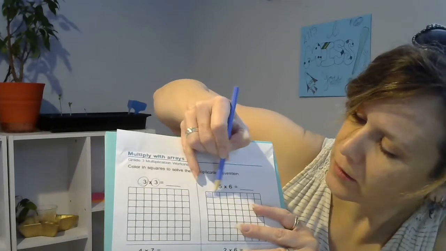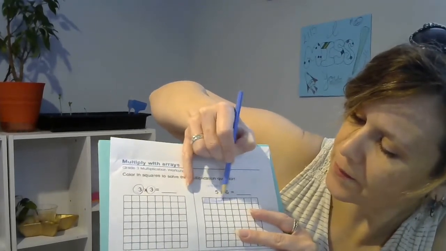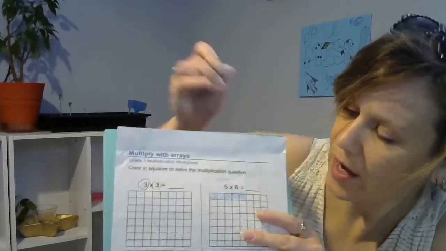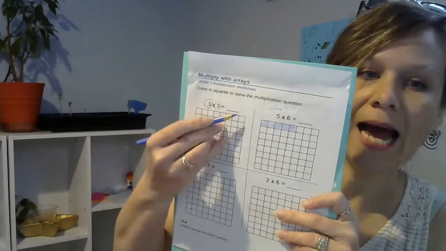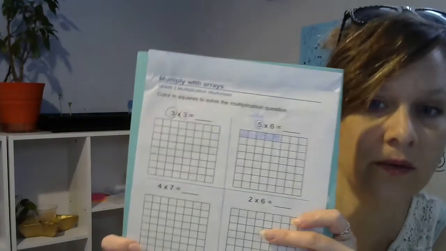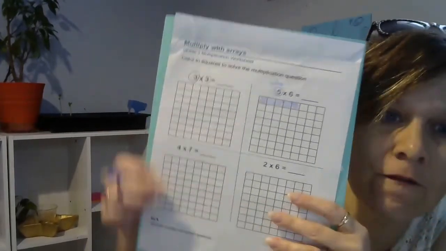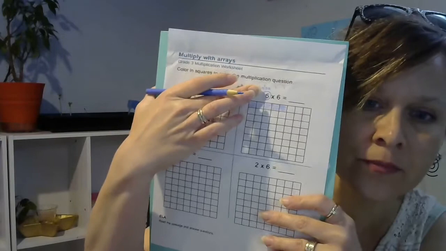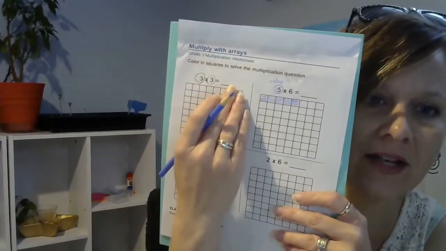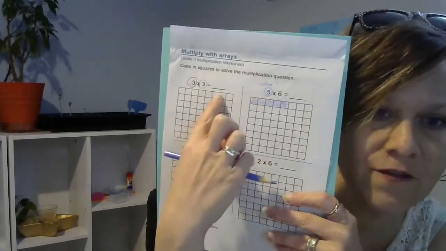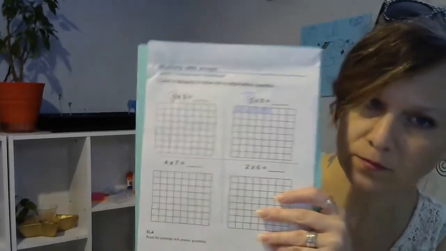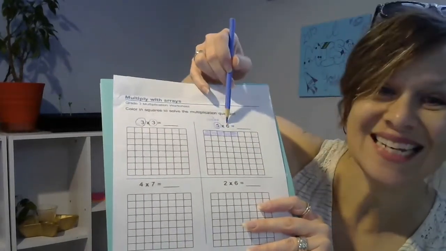1, 2, 3, 4, 5. Okay? That is how many are in a row. How many in one row? 5. Okay? The other number tells me how many rows. So right now I just did 1 row. I just did it 1 time. That's 5 taken 1 time. Right? So I need to make sure that I take it 6 times.